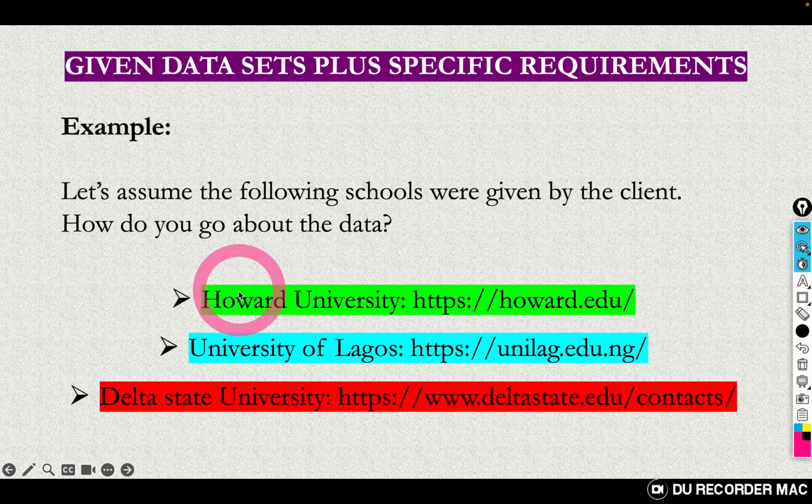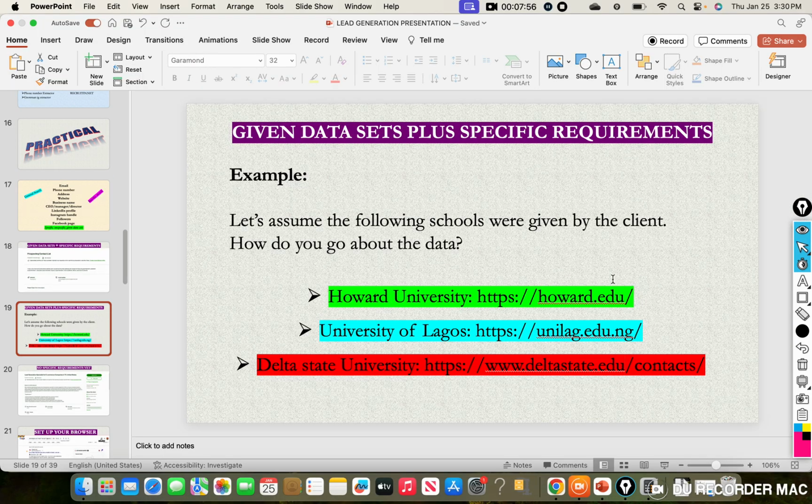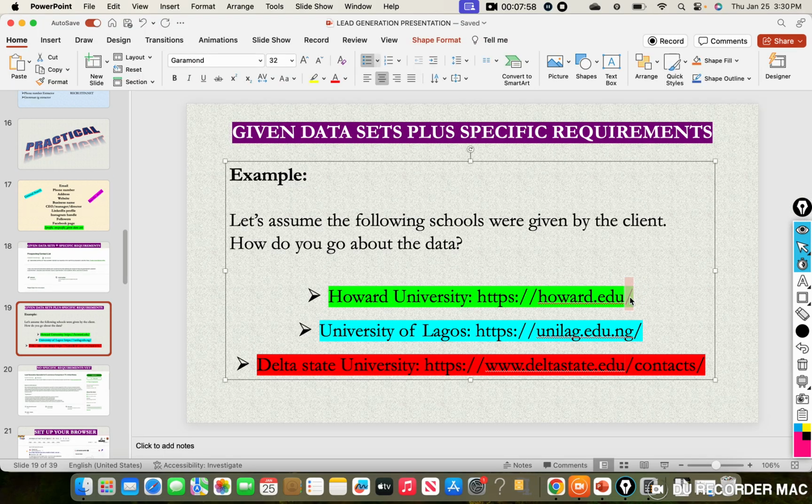This is how we go about it. We are assuming the client is giving us these 3 schools: Howard University, University of Lagos, and Delta State University. If the client gave us just the name, from there we can actually get their website. Or if the client gives us the website, it's even better. Now we have the website. The client has given us this website.